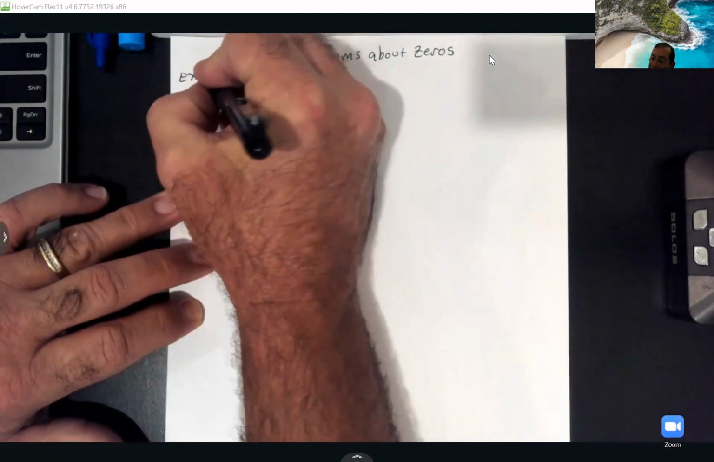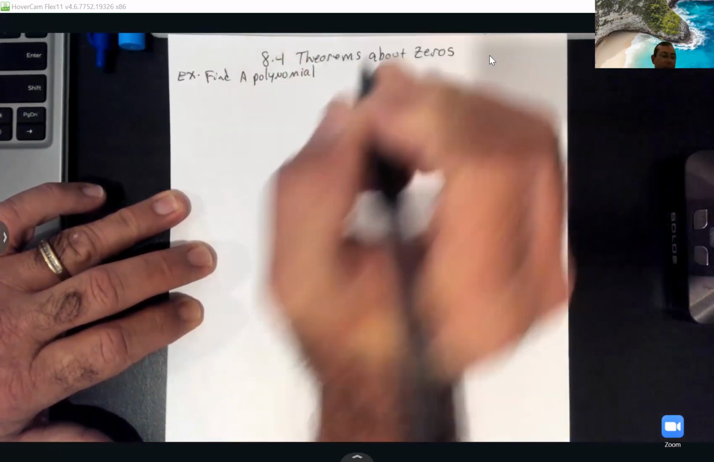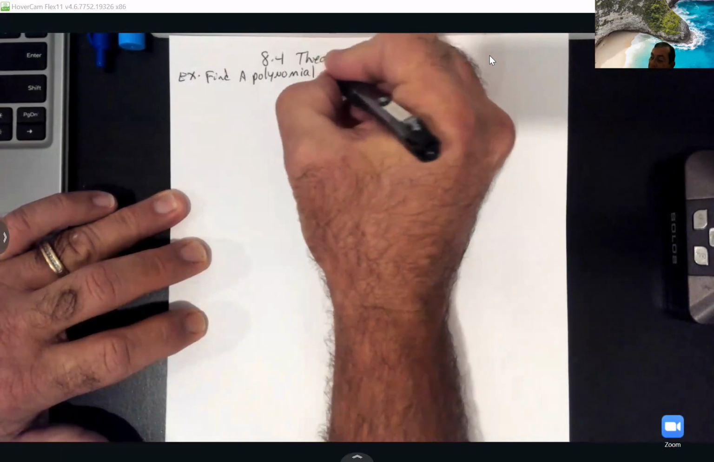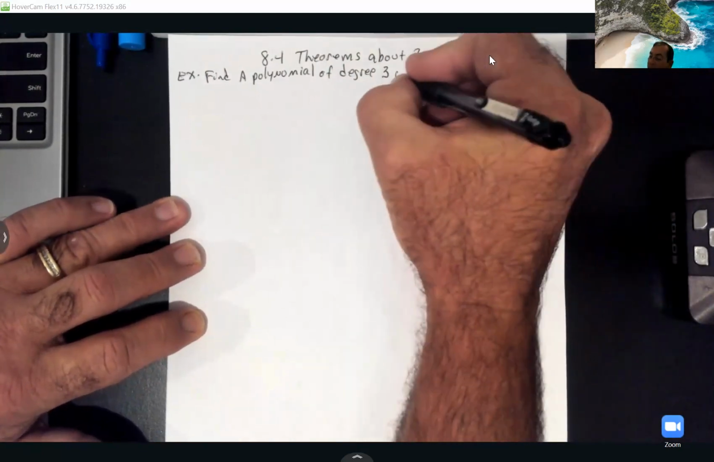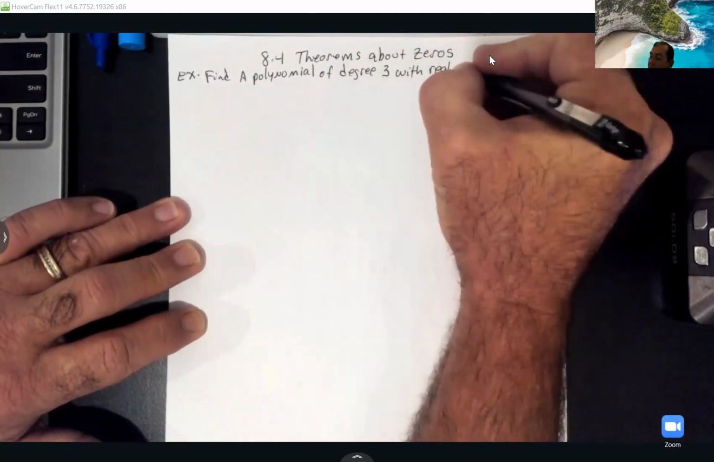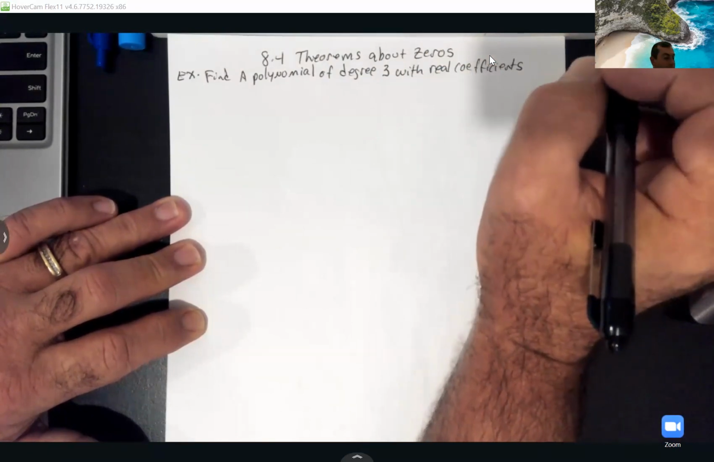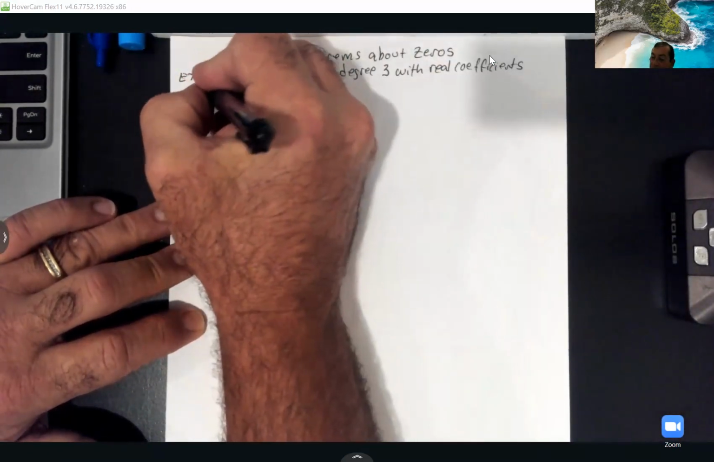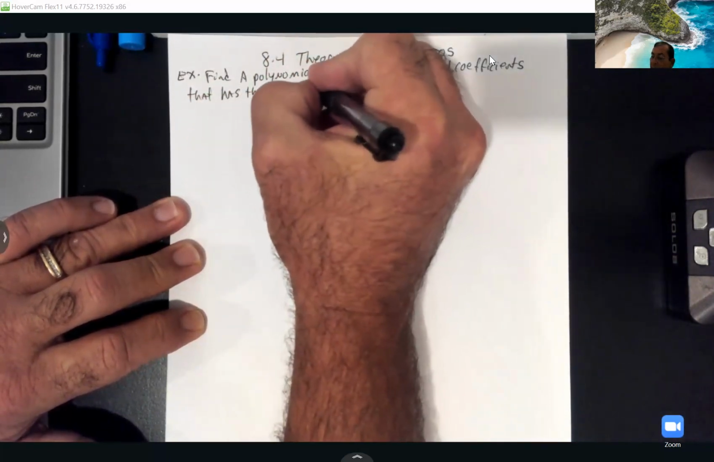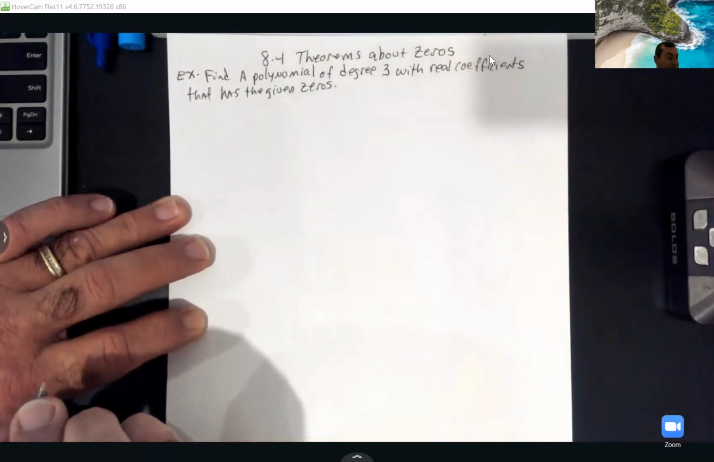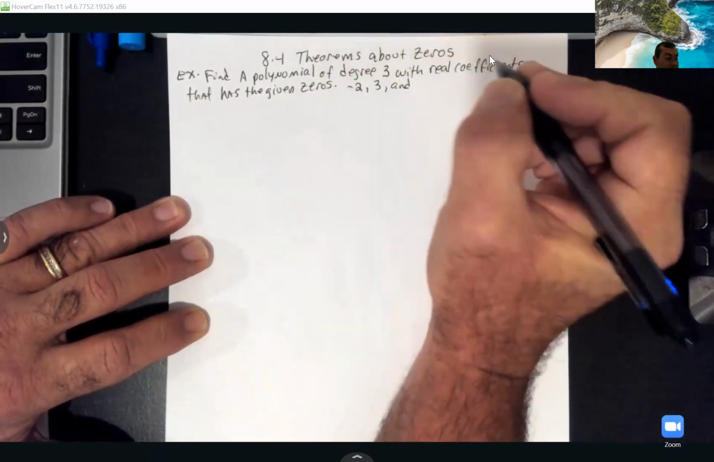They want us to find a polynomial of degree 3 with real coefficients that has the given zeros. All right, so the zeros given to us are -2, 3, and -6.